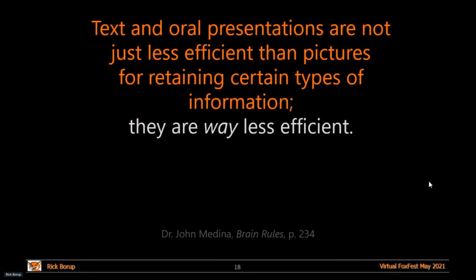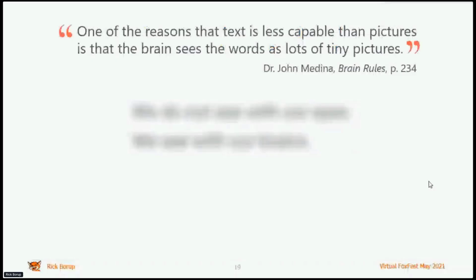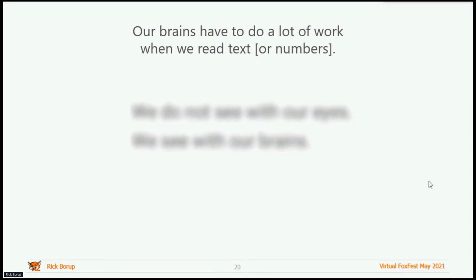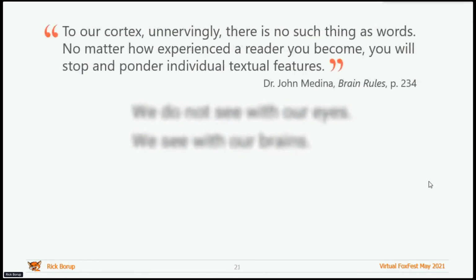He goes on to make the point that not only are text and oral presentations less efficient than visual for retaining certain kinds of information, they are much less efficient. A couple of things that I learned in reading this book is that we see words as lots of tiny pictures. We all learn to read and we don't necessarily think about the mechanics of how we read, but what's going on is that we're seeing these words as tiny pictures. Right now, you may be trying to focus and make sense of those blurry pictures on the screen. Our brains are doing a lot of work when we read text or numbers.